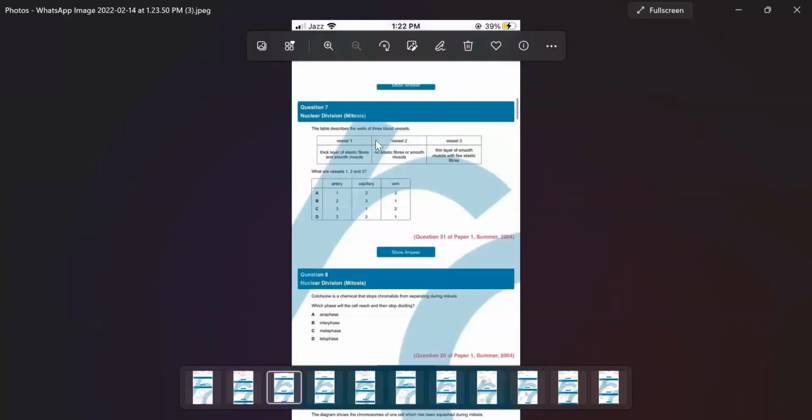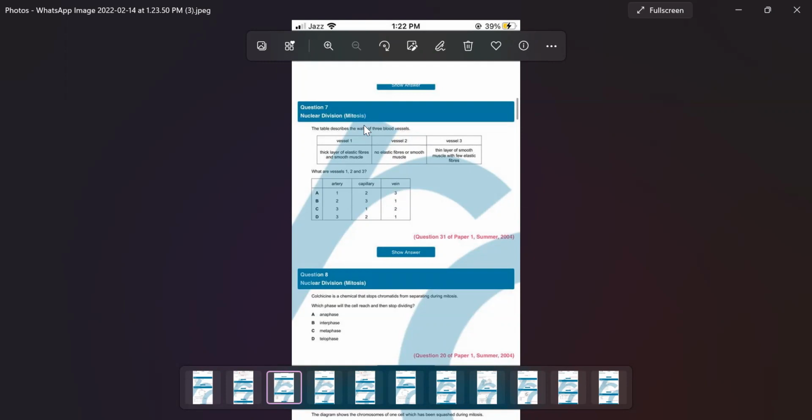Let's see this. The table describes the walls of 3 blood vessels. Blood vessel 1 is a thick layer of elastic fibers and smooth muscle. So 3 blood vessels, and when I told you, whenever he's saying we're talking about blood vessels, there's 2 that we've talked about in detail, arteries and veins, and there's a third one called a capillary. Mostly he likes to talk about arteries and veins. So keep that in mind and look for those in the description. He says thick elastic fibers and smooth muscle. Which one do you think this is? Artery, right? Makes sense.